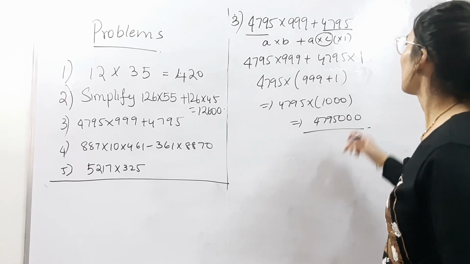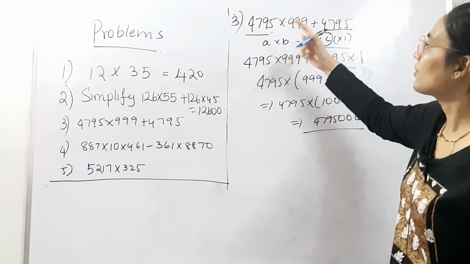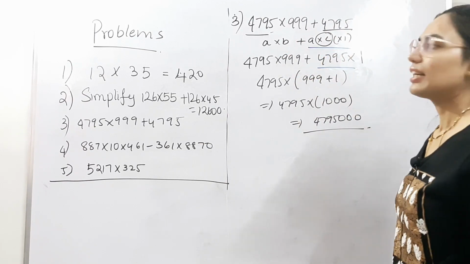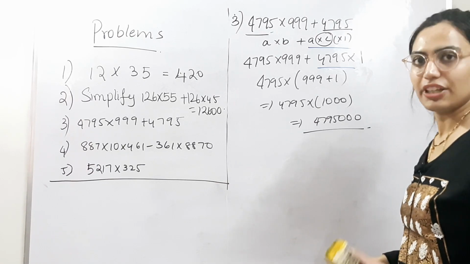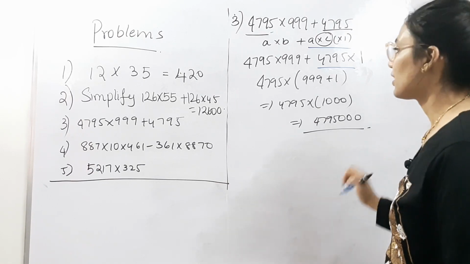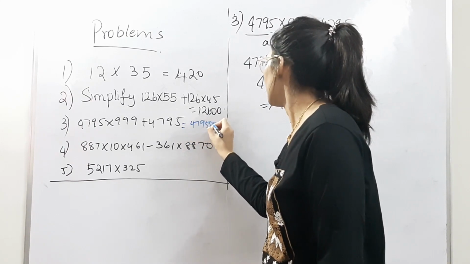Okay. See, how did we solve this? You need to identify that these are in the form of the distributive property. If they are distributed, you can just combine and write the left hand side of that property, right? So, this is the answer. So, it is 4795, 1, 2, 3.